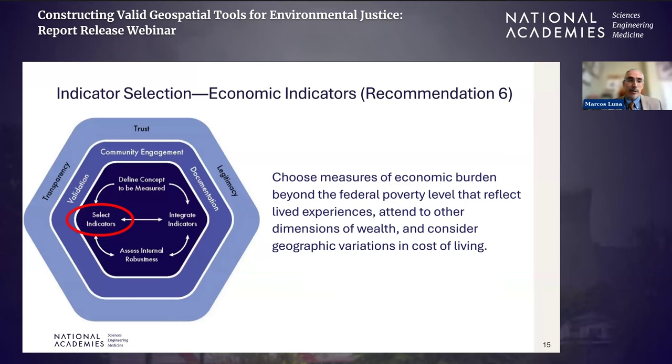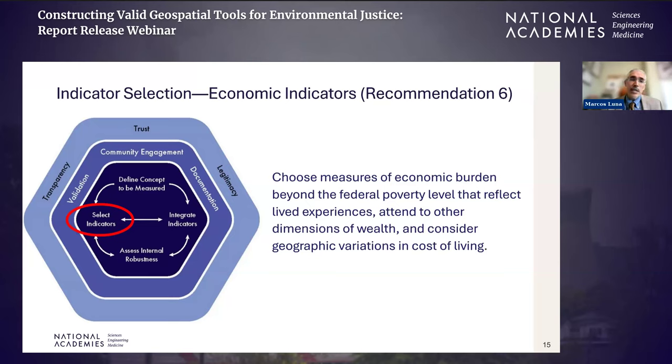The second issue is that measures of income are not the same thing as measures of wealth. And wealth is arguably a better and more accurate reflection of economic security or capacity, which is affected by generational economic advantages or disadvantages. In addition, research shows that wealth disparities are actually more pronounced than income disparities. And there are metrics of wealth, such as home ownership rate, median home value, and other weighted income metrics.